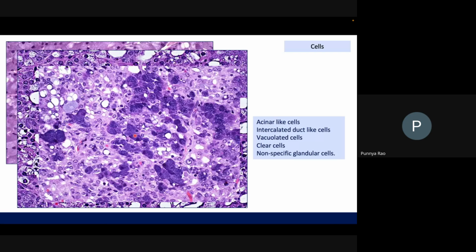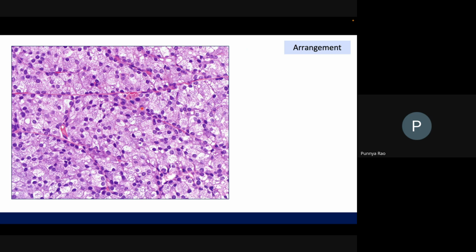These are your SNR cells. The cuboidal ones are your intercalated cells. The non-specific glandular cells are difficult to define. Any other cell other than what you don't want to define will be called non-specific glandular cells. So they have different types of cells. What you need to look for is the SNR cells, which usually are PAS positive and diastase resistant.